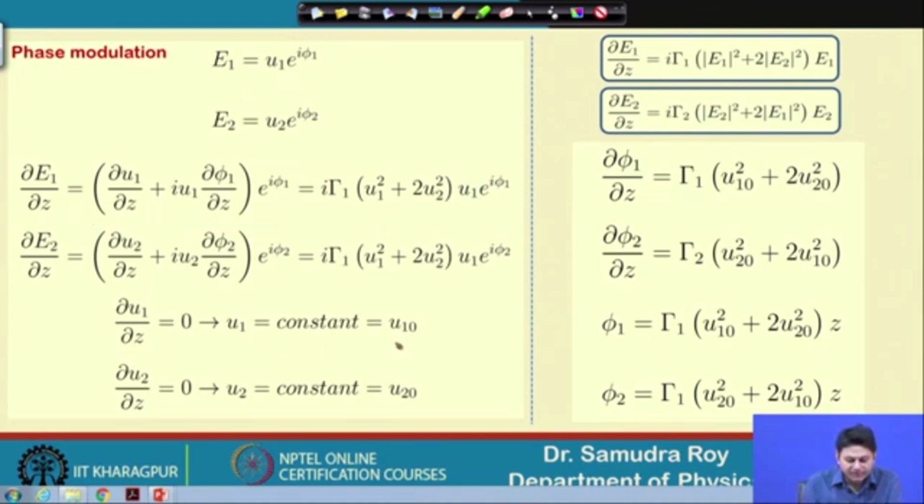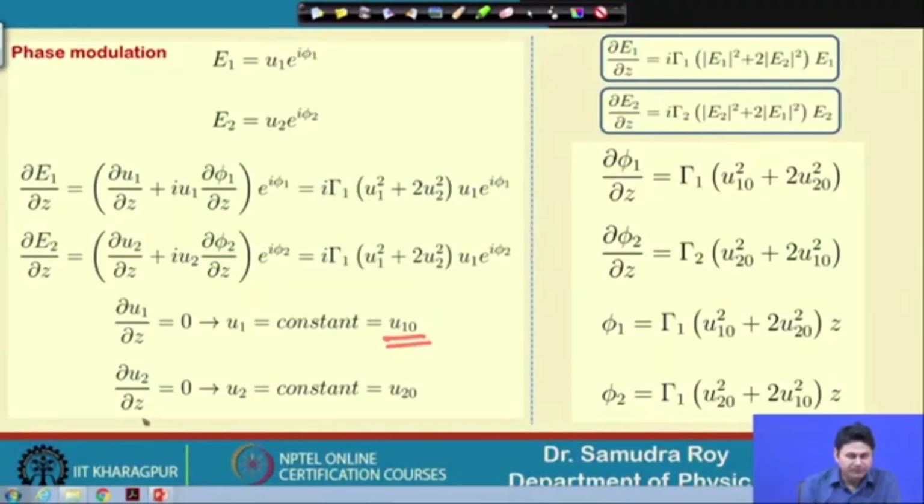So, from here we readily find that u1 is a constant. That means there will be no change of the amplitude of u1, and whatever value we have in the input will remain conserved. This is not a new outcome, because in the previous slide we did the same thing: the intensity of the individual wave will remain conserved under cross phase modulation. In a similar way, we find that u2 is also conserved or constant. So, the amplitude is not going to change.